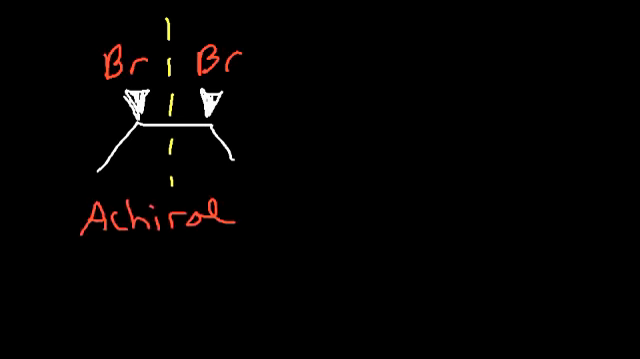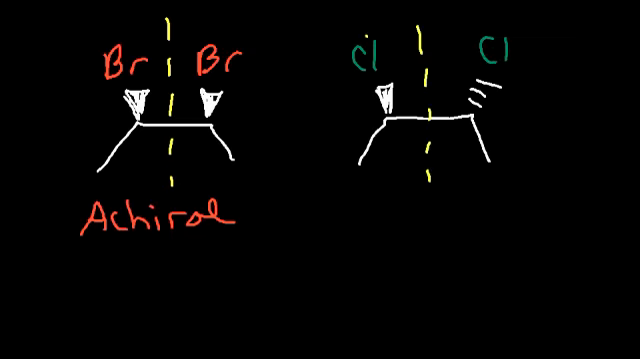Now what if we drew it this way? Is it chiral or achiral? Now notice that this chlorine is not symmetrical to the other one because one is in the front, the other is in the back. So this molecule is chiral.